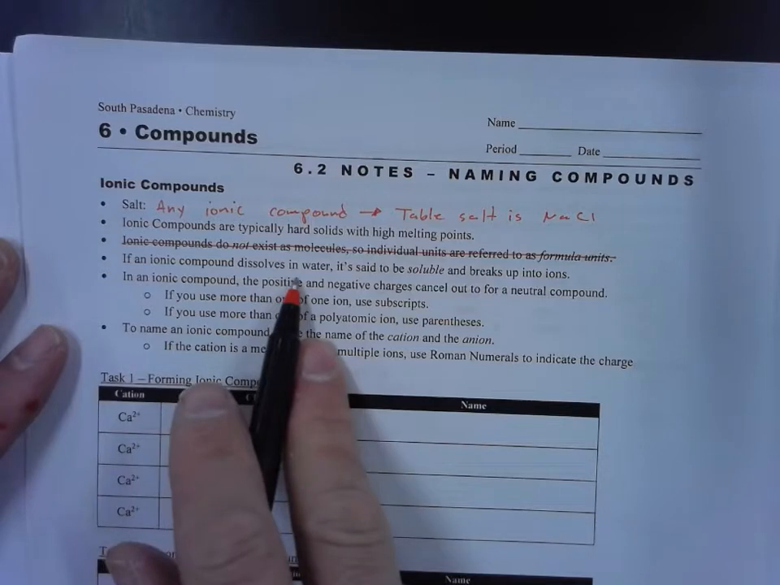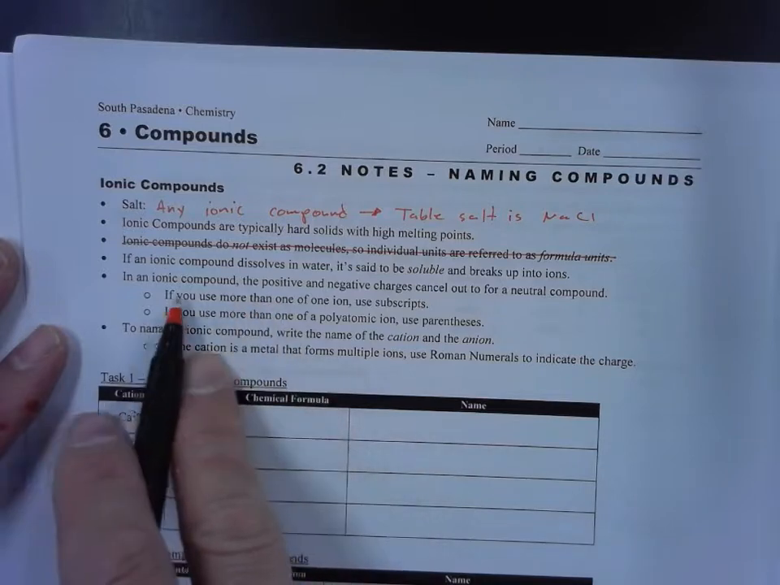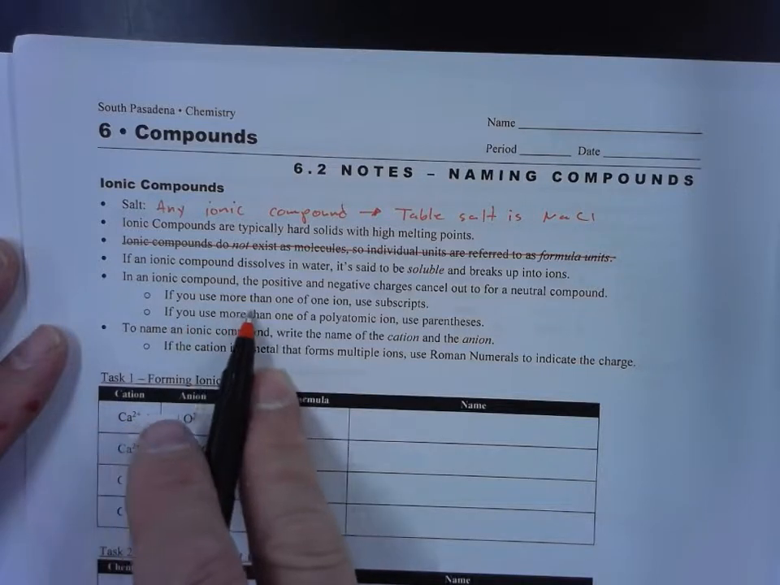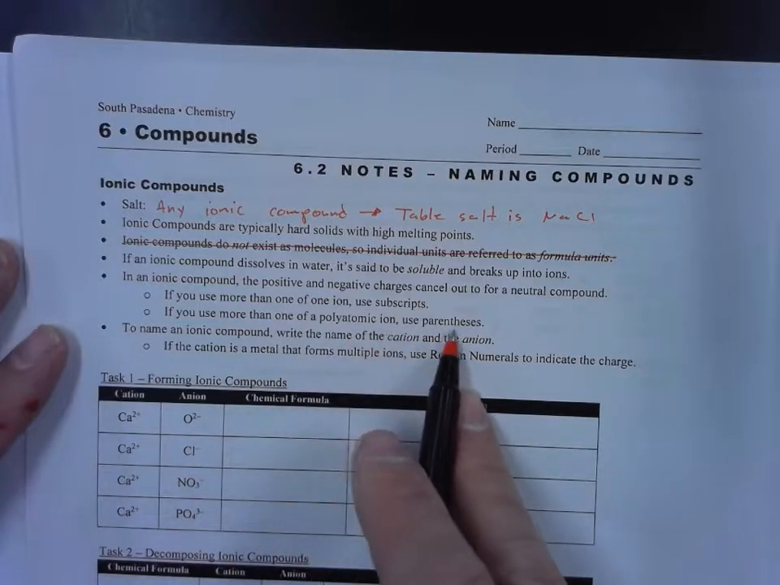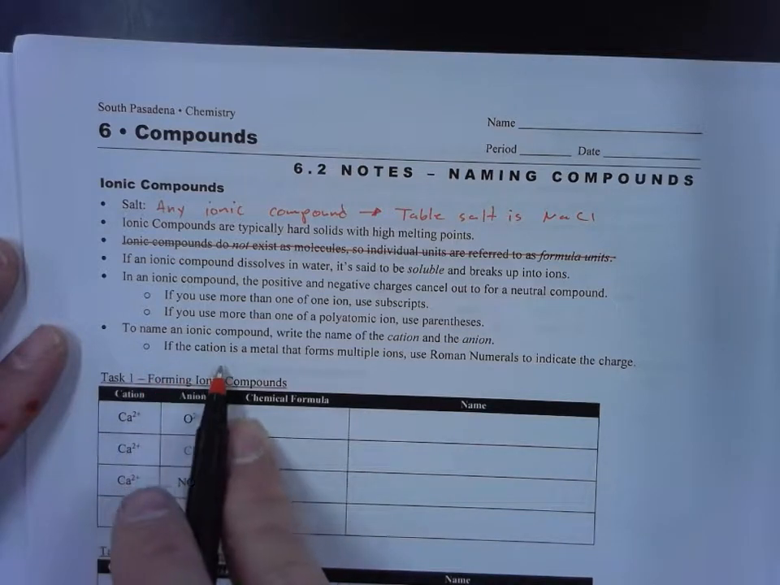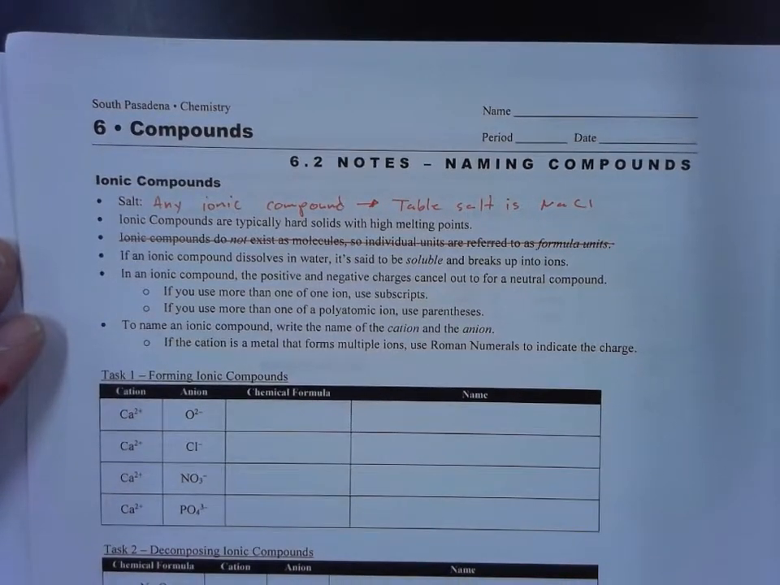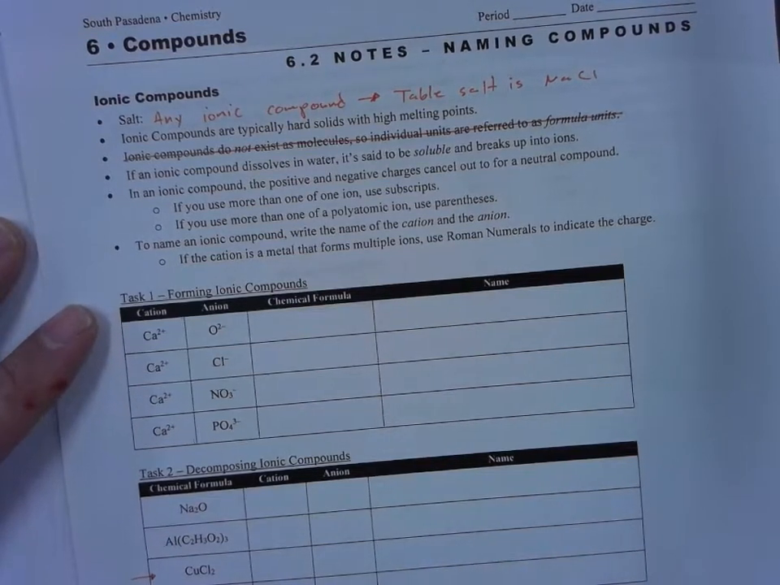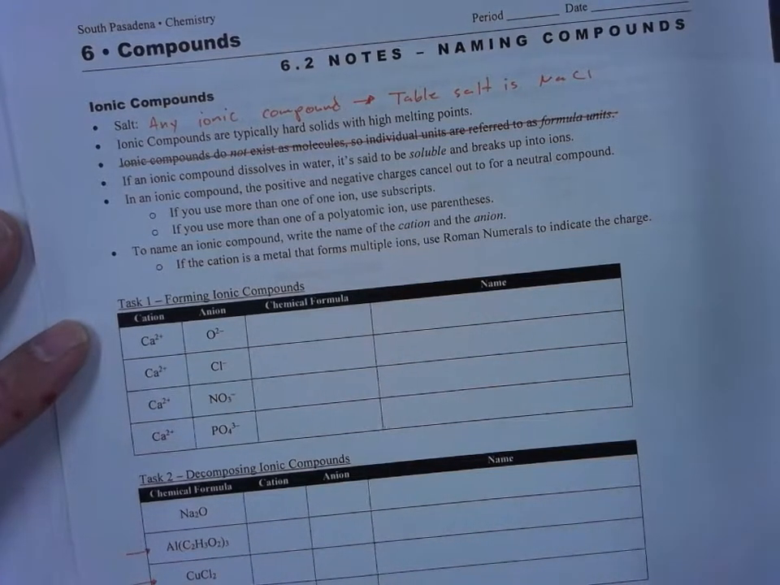If an ionic compound dissolves in water, it's said to be soluble and it breaks up into its ions. That's correct. In an ionic compound, the positive and negative charges cancel each other out for a neutral compound. If you use more than one of these ions, use subscripts. If you use more than one polyatomic ion, use parentheses. To name an ionic compound, write the name of the cation and the anion. If the cation is a metal that forms multiple ions, use Roman numerals to indicate the charge. Okay, we'll get to that later. That's going to apply to these two right here, but in that one as well. I may or may not have you do that, I don't know.